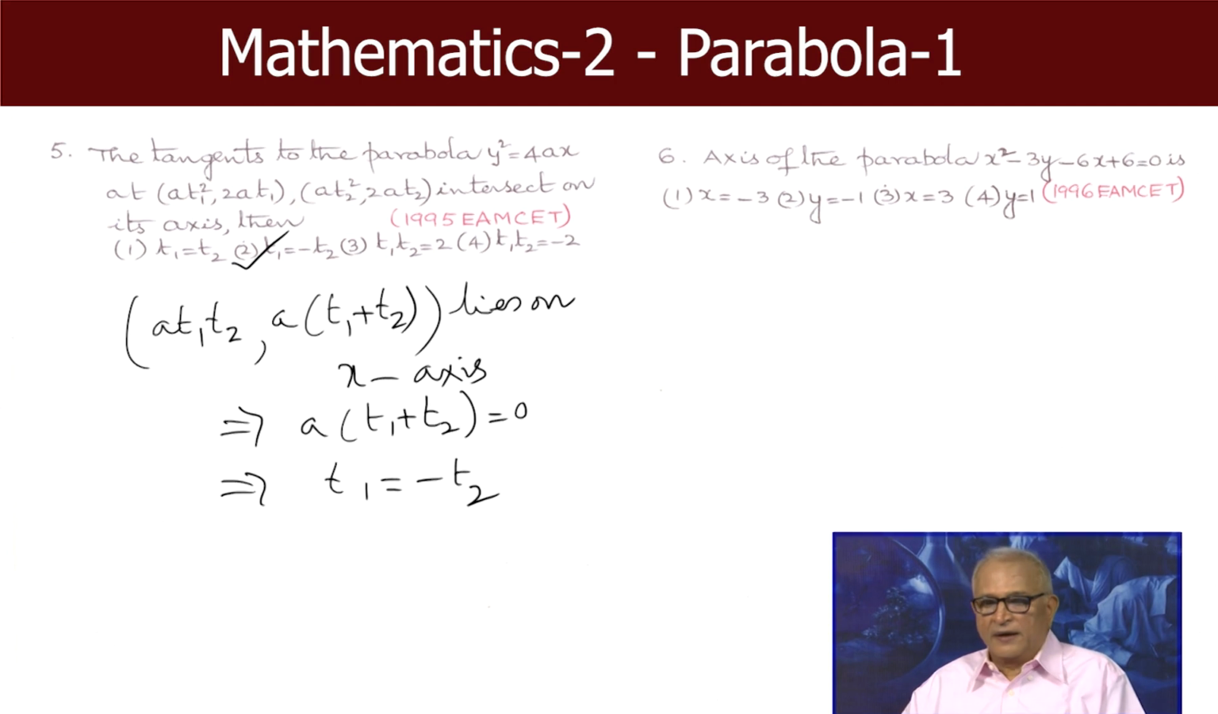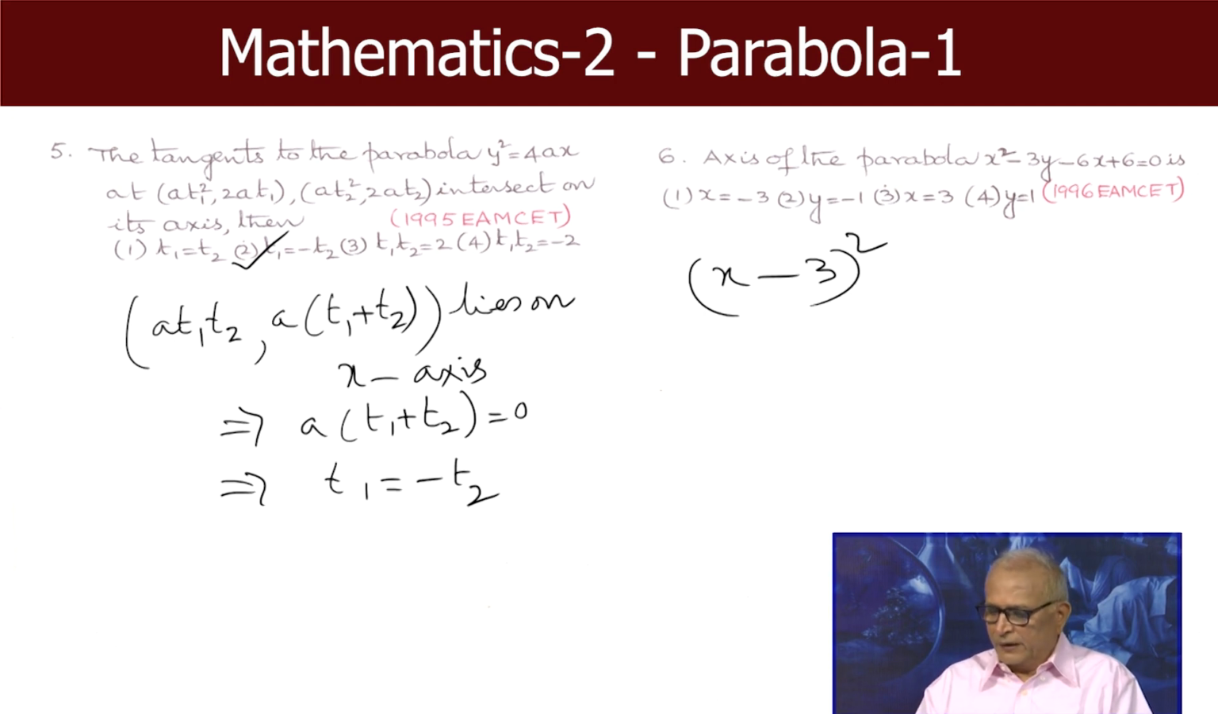Axis of the parabola x square minus 3y minus 6x plus 6 equal to 0. Once again, let us reduce this equation to one of the standard forms. X square minus 6x, x minus 3 whole square is equal to 3 into y plus 1.